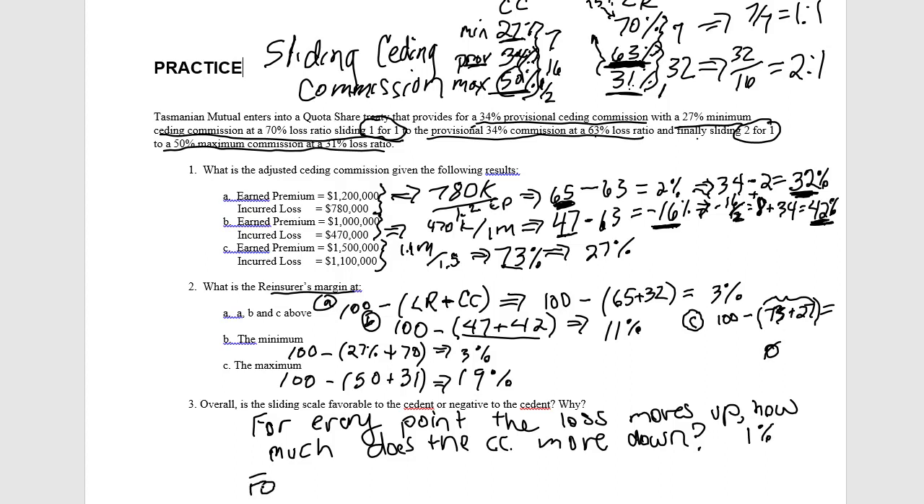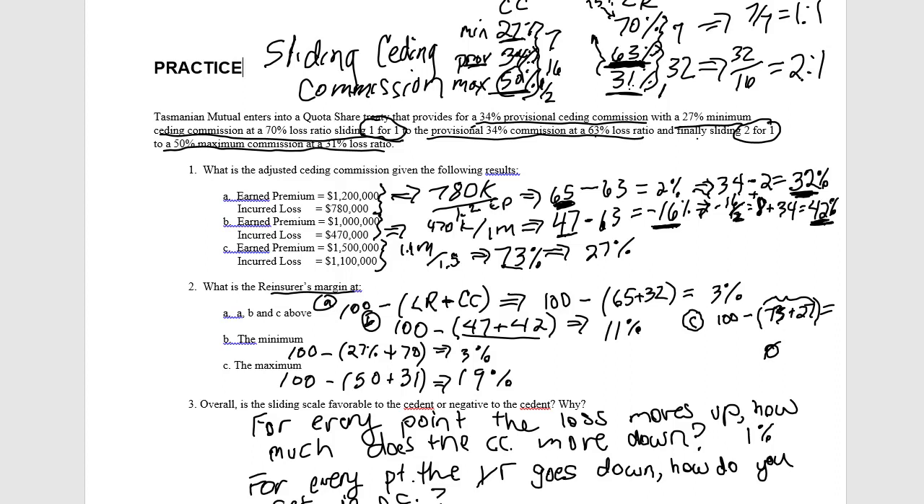Conversely, for every point the loss ratio goes down, how much do you get in ceding commission? And you don't have to write all of this out, but you do have to say why you think it's favorable or unfavorable. Well, we did this up here. For every point the loss ratio is better, the cedent only gets 1/2 a point. So the point is, the cedent is penalized more on the negative side of the loss ratio.